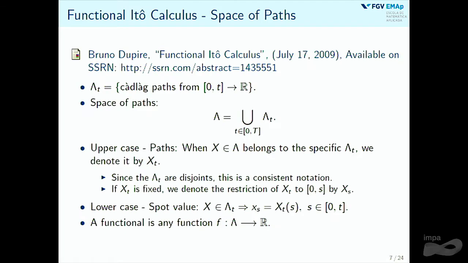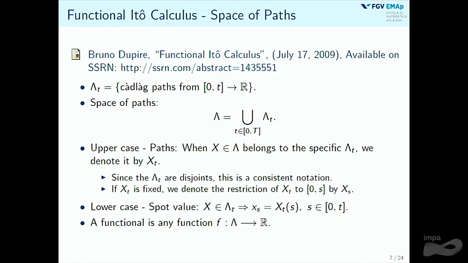So how do you do this? This is what Bruno mentioned before, the functional calculus. He introduced it in 2008, 2009 came the paper. And the notation, I'm following his notation from his paper. So Lambda t here is the càdlàg-like paths from 0 to small t to R. All this can be generalized in many directions, okay? So the space of paths is the union of all these càdlàg-like paths. So you have paths of different domains, okay? That's why it's harder to work with this kind of objects.